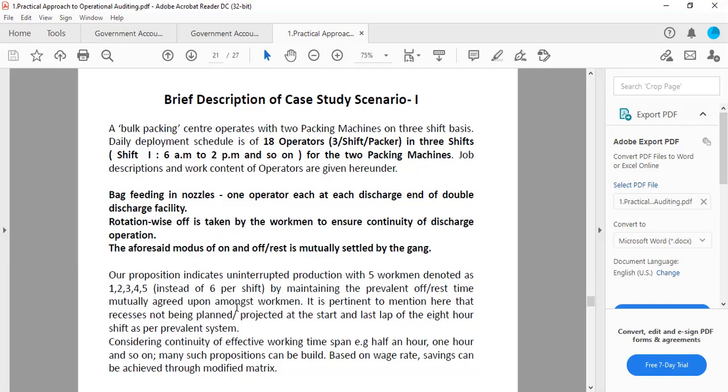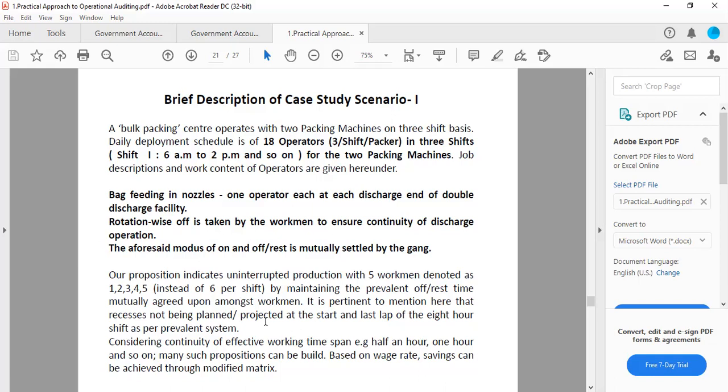As proposed, there is still uninterrupted production. They want the production not to be affected by changes of the shifts. However, in this particular proposition, the workmen or operators are able to rest in between. So this is the proposal so that, in as much as the operators are really into their jobs and shifts, they are still able to rest. That's the important thing here.